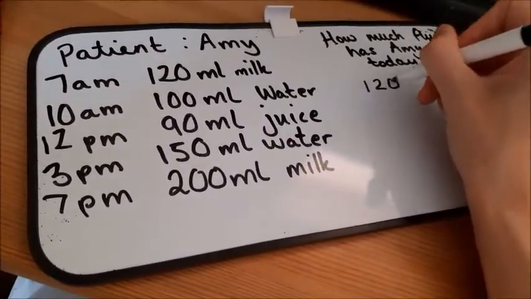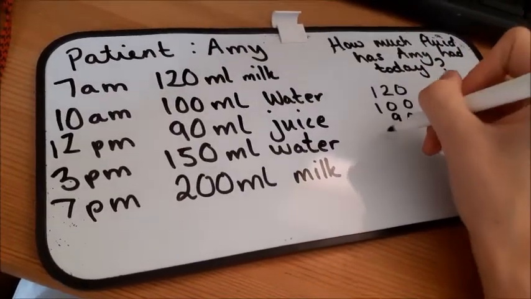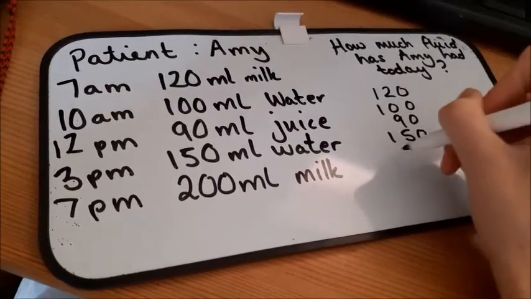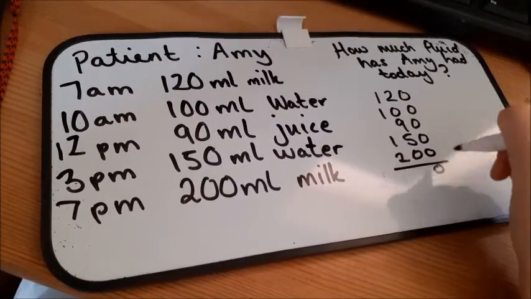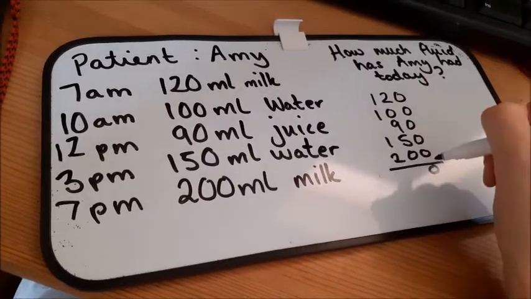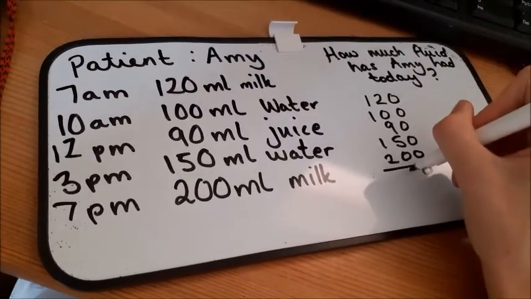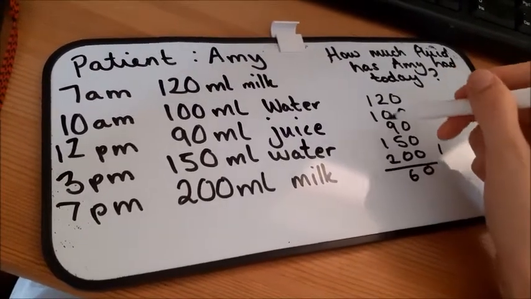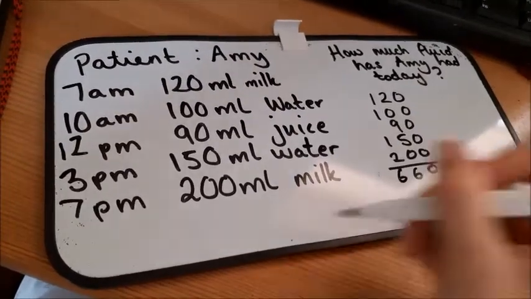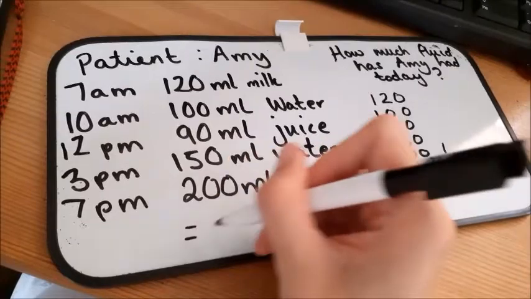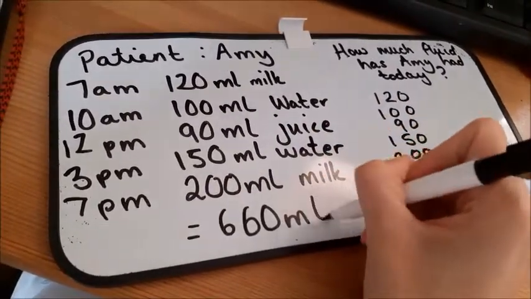Now this is very simple addition. You have the 120 plus 100 plus 90 plus 150 plus 200. You've got the 0 here, you've got 5 and 9 there, which is 14, and 2, sorry. So 14, 15, 16, so you've got 6 here, carry the 1, and then you've got 5, carry the 1, so you've got 660.